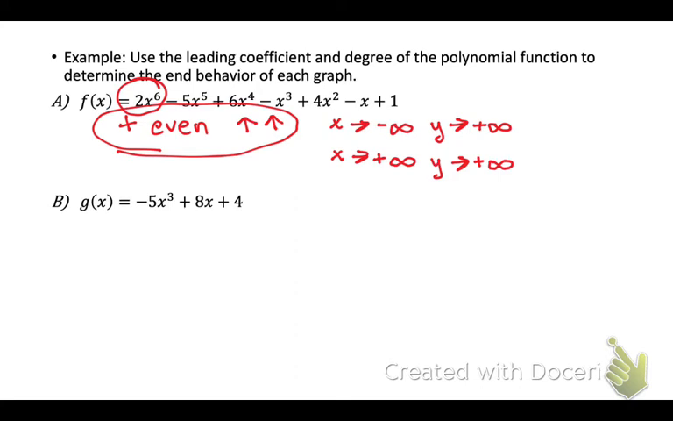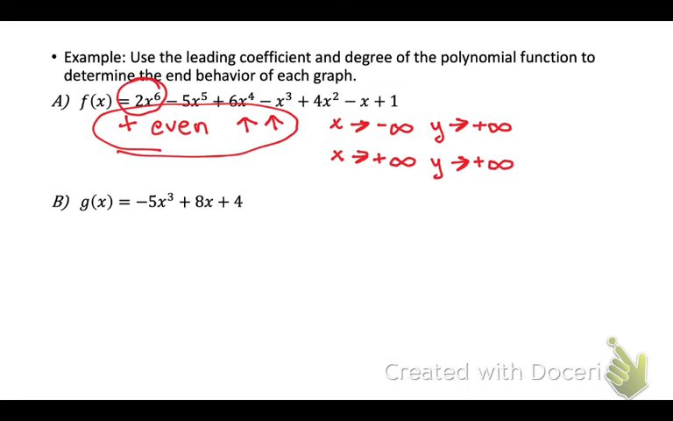Down, up. Up, down. It's down, up. One of you's right. It's me. I know this stuff. Negative leading coefficient. Okay, so pay attention. You're not wrong. It's up, down.